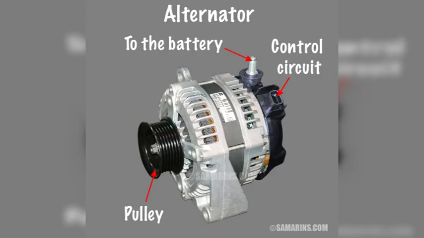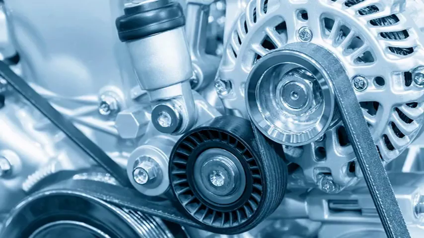The first step in diagnosing alternator problems is to test its output. This can be done with a multimeter, which measures voltage. Start the engine and rev it to 2000 RPM. Touch the multimeter probes to the battery terminals. The voltage reading should be between 13.5 and 14.5 volts. If the voltage is lower than 13.5 volts, the alternator is not charging the battery properly. If the voltage is higher than 14.5 volts, the alternator is overcharging the battery, which can damage it.